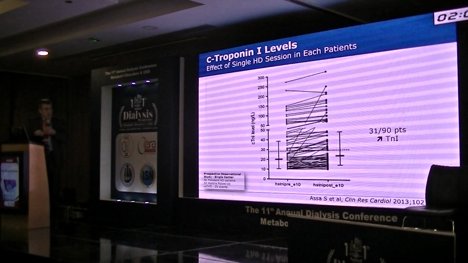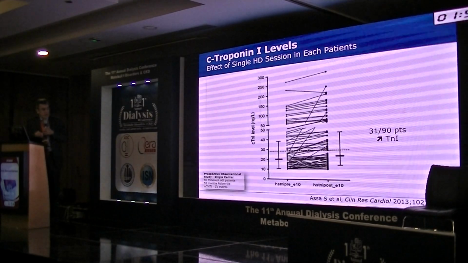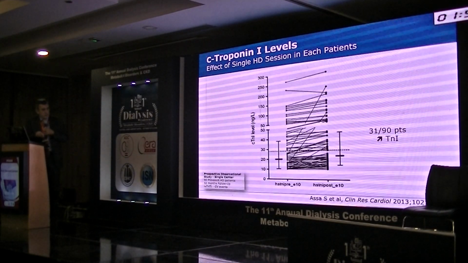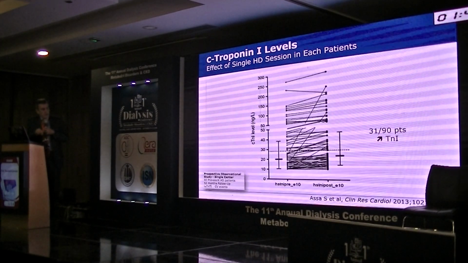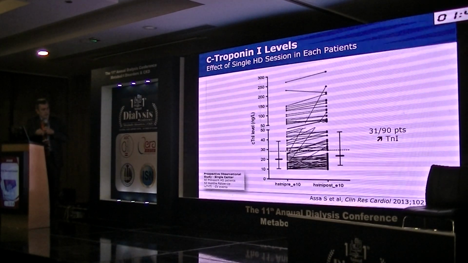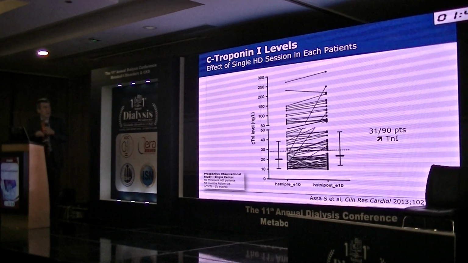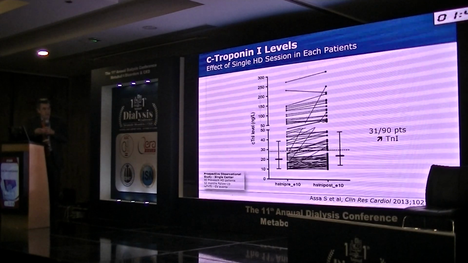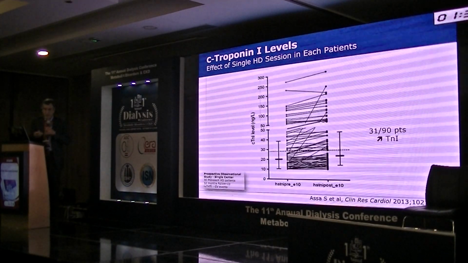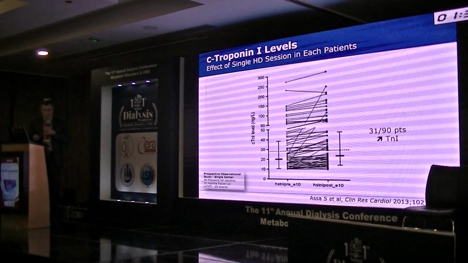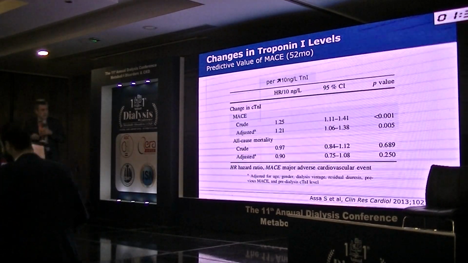Again, it's a different study, troponin I, same information. You see the beginning and end of the dialysis session. If you look at these 90 patients, 1/3 of the patients get a tremendous increase of the troponin I, meaning that 1/3 of the regular population gets some ischemia during the dialysis session. And certainly, this will affect the long-term process of the patient.